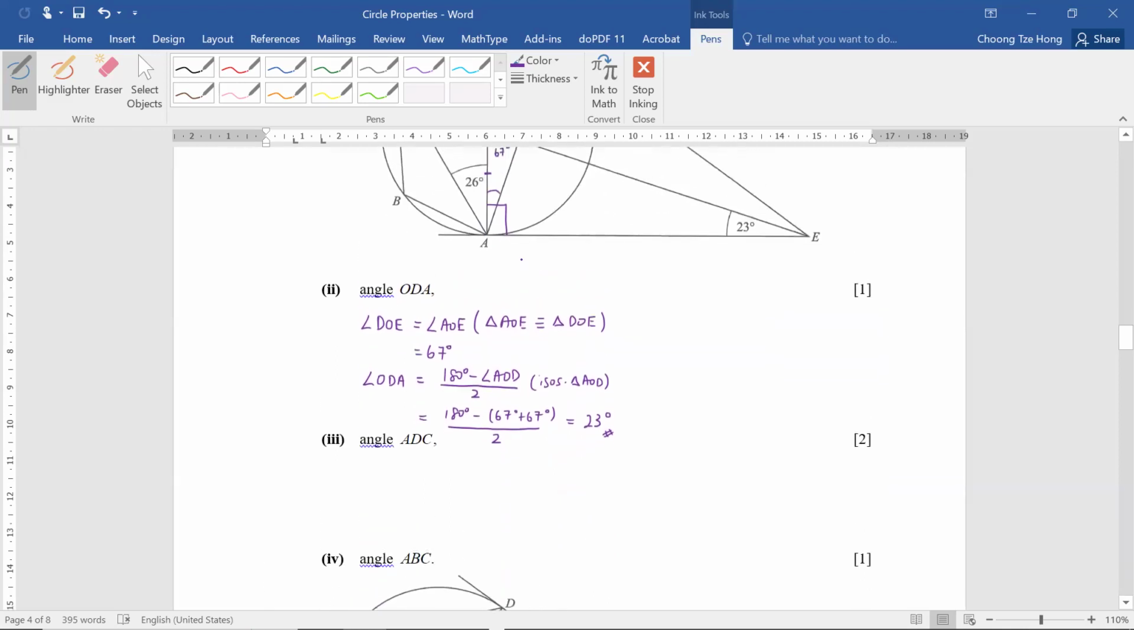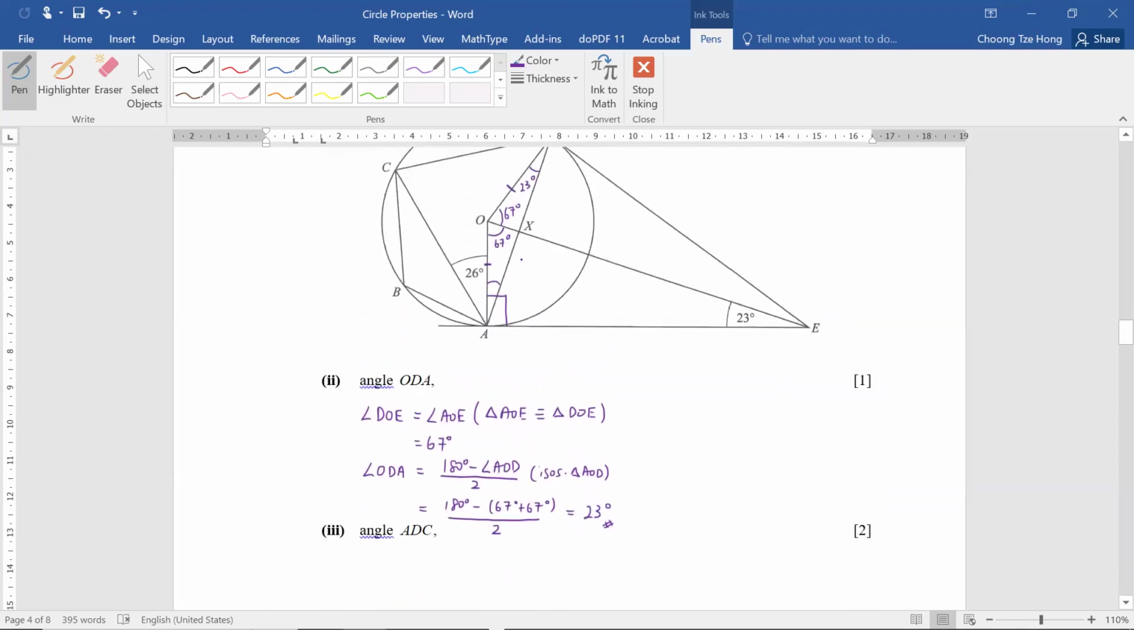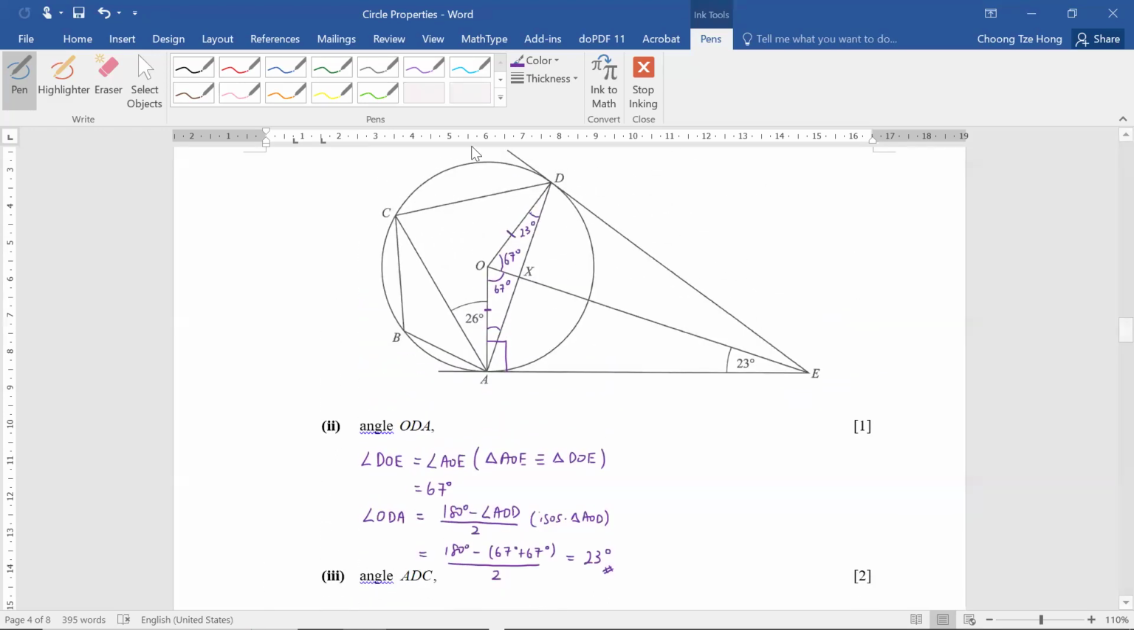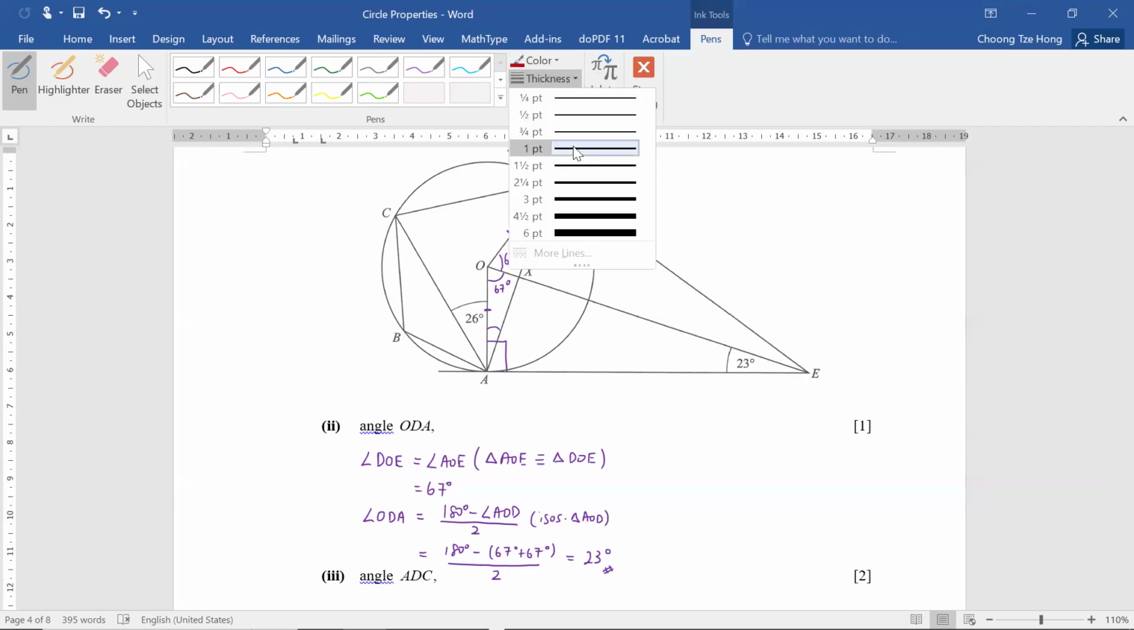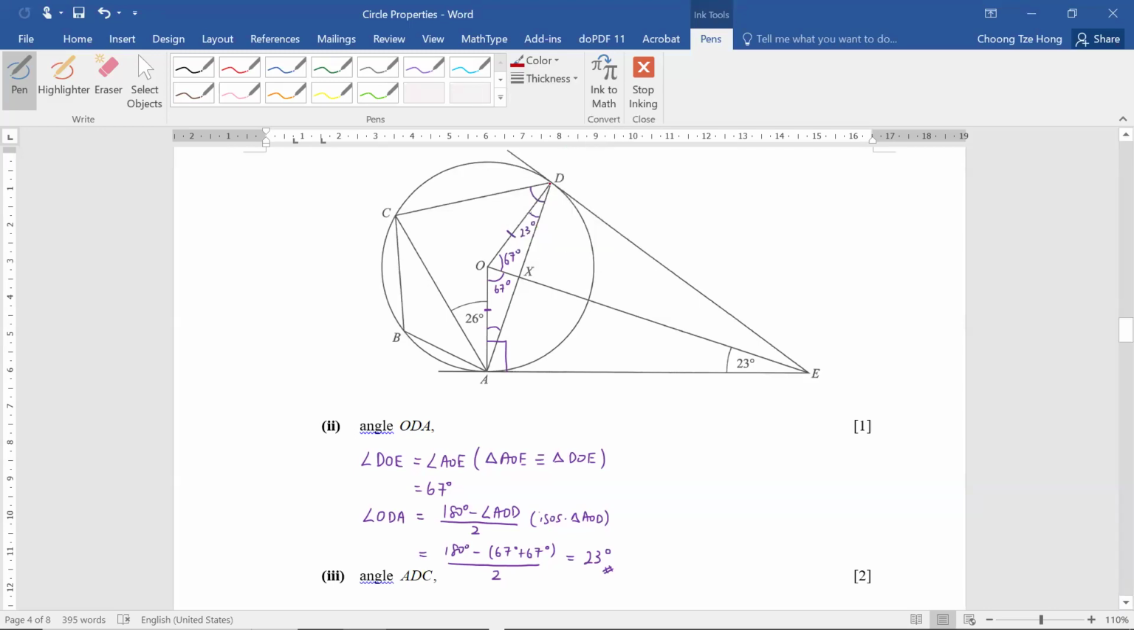Next part will be to find angle ADC. So angle ADC would be this whole angle right over here. Over here I'm going to change color of my pen, and then I'm going to highlight the triangle ADC. So triangle ADC will be over here.